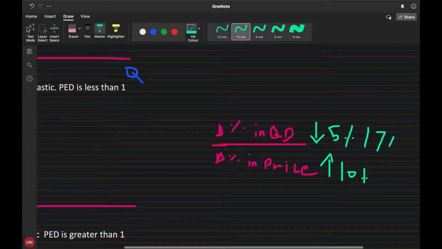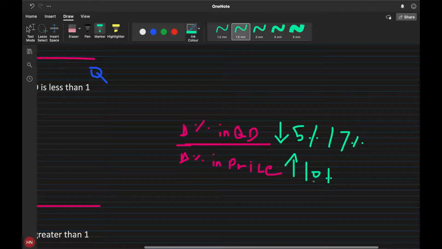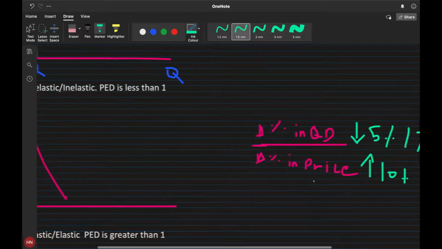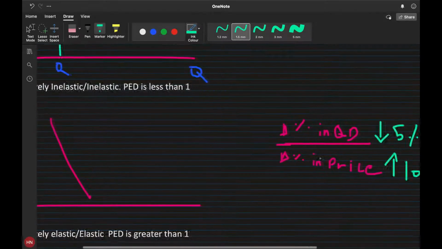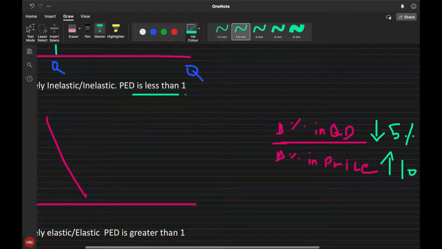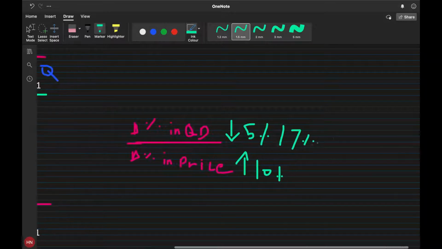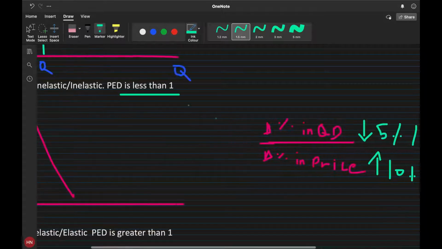So any percent value below 10% will be counted as inelastic, and the value of PED will be less than 1, until obviously we reach 10. That's going to give us a value of 1 only, because 10 divided by 10 is 1, and so any value before that is going to give us a value of PED which is less than 1.